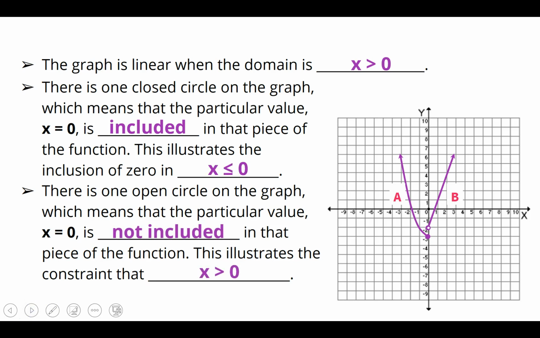These next 2 paragraphs I feel like we already talked about. So the closed circle is where we are including the 0. That was less than or equal to. The open circle is when we are not including the 0, and that was illustrated in x is greater than 0. So I feel like we've spoken about that a lot out loud. We just haven't written it down yet. So closed circle included, open circle not included.